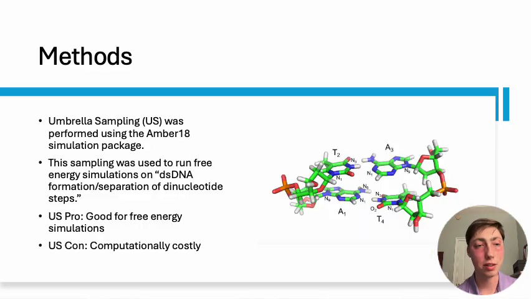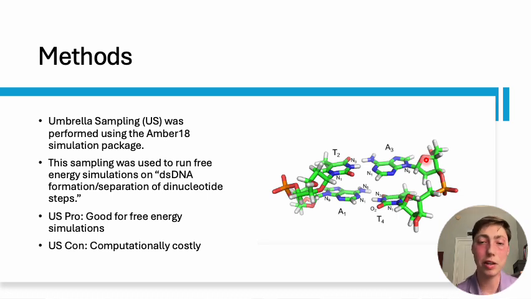The methods of this study were the use of umbrella sampling. Umbrella sampling is just a computational technique to determine the free energy landscapes of these dinucleotide combinations of DNA base pairs. So, because this technique is computationally costly, this study evaluated specifically dinucleotide combinations.